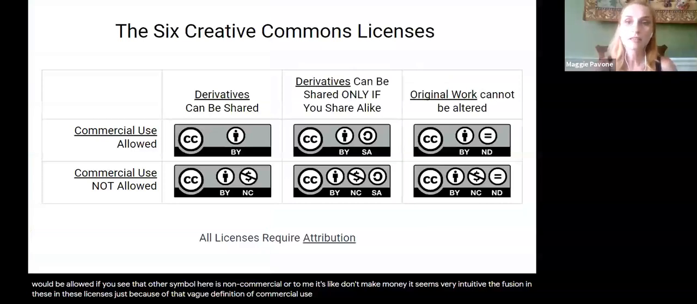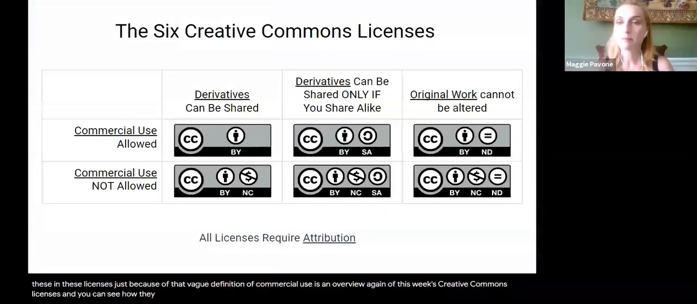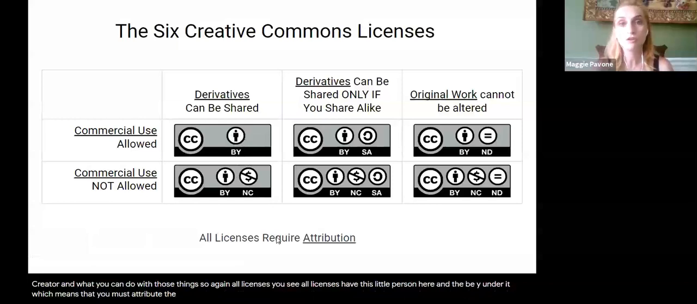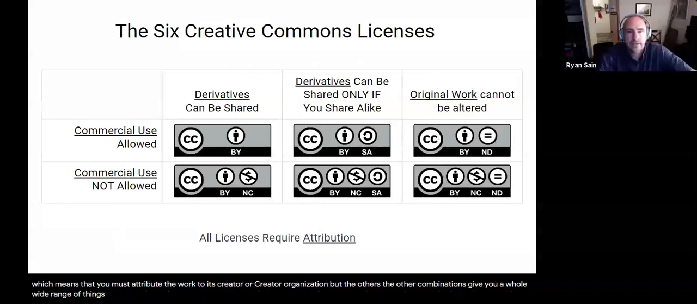Okay, so here is an overview again of the 6 Creative Commons licenses, and you can see how they put those symbols together in various combinations and what that would mean as far as a user or a creator, and what you can do with those things. So again, all licenses have this little person here and the BY under it, which means that you must attribute the work to its creator or creator organization. But the other combinations give you a whole wide range of things you can do depending on which choices the creator makes.